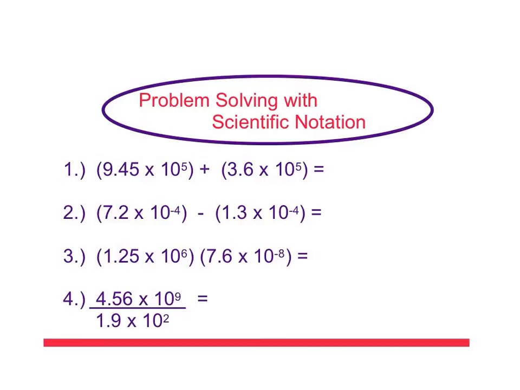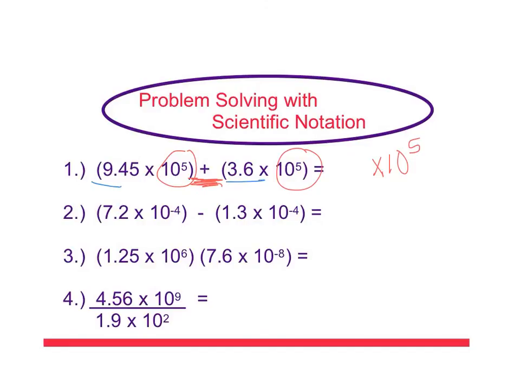It says 9.45 times 10 to the 5th plus 3.6 times 10 to the 5th. So if we're going to add numbers in scientific notation, our exponents must be the same. We have a times 10 to the 5th and a times 10 to the 5th, so we can complete this addition problem. In our answer we write times 10 to the 5th power, because we'll maintain the same exponent. Then we take our two decimal numbers and add them together.